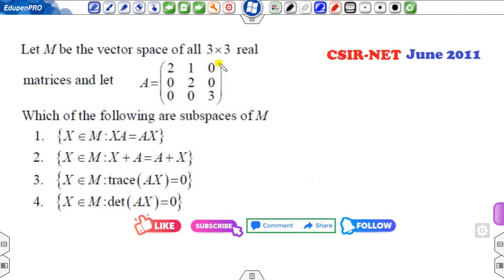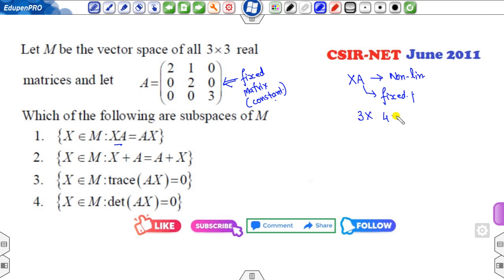M is the vector space of 3 cross 3 matrices. A is any matrix, clearly again a fixed matrix. What is the meaning of a fixed matrix? It is a constant. Then is XA nonlinear? No, because A is a fixed matrix, that means a constant, like 3x or 4x. So this is linear. Once it is linear, it passes through the origin because 0 is satisfied. Yes, this is a subspace.